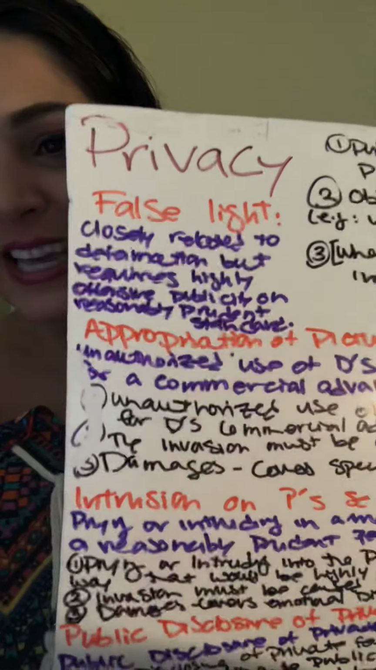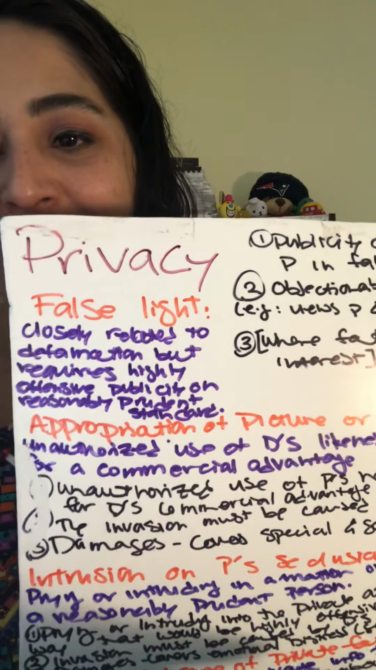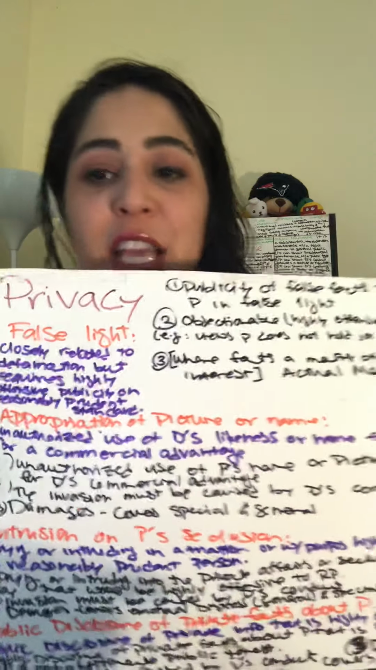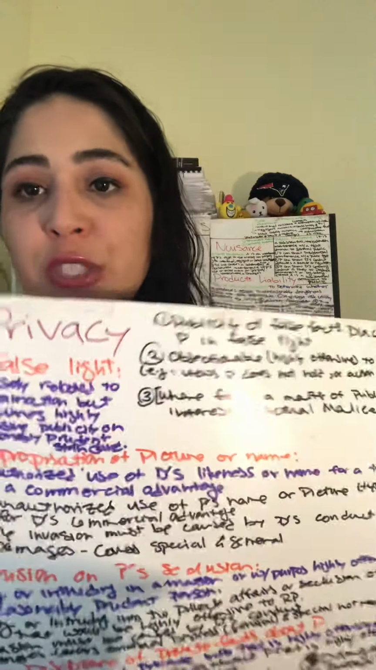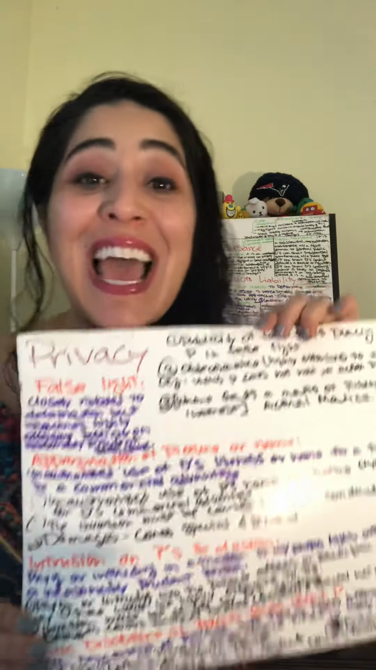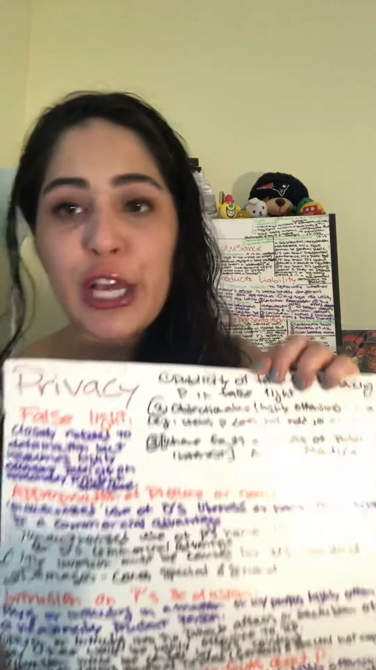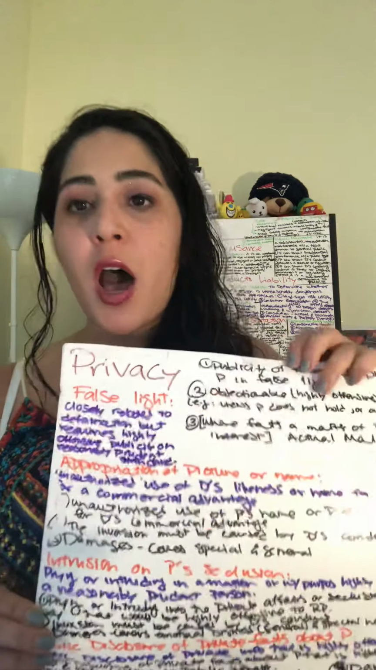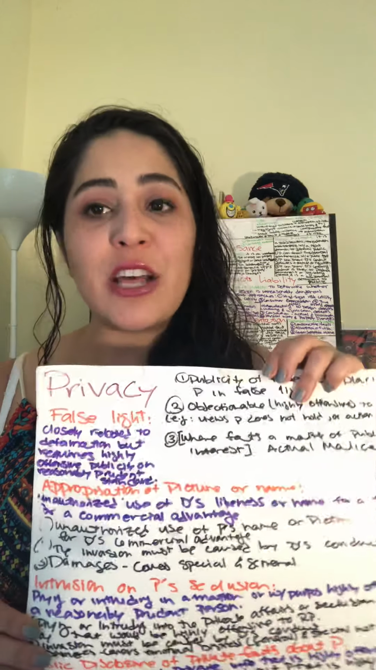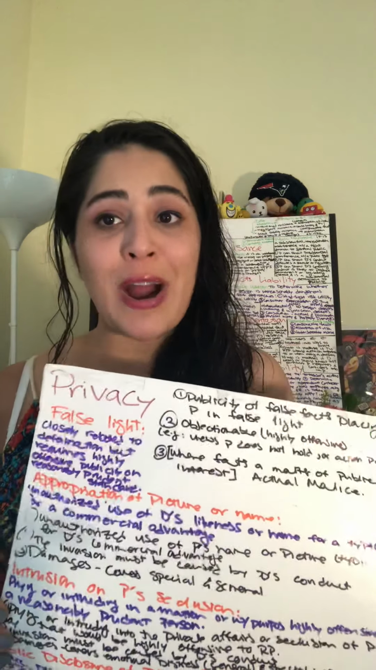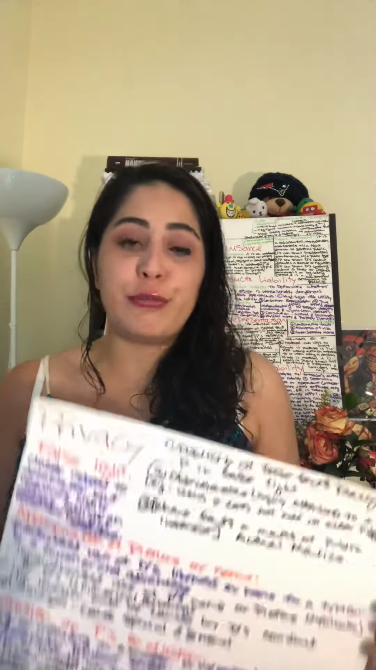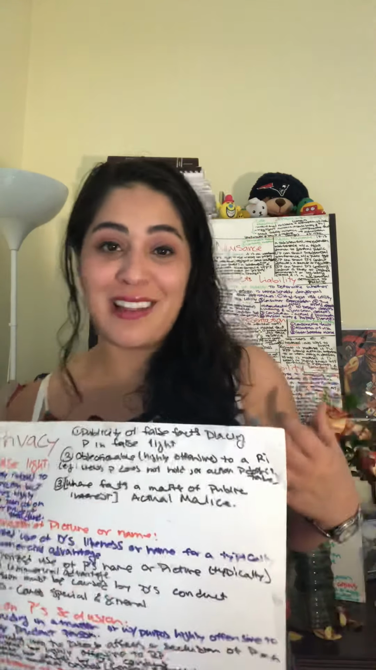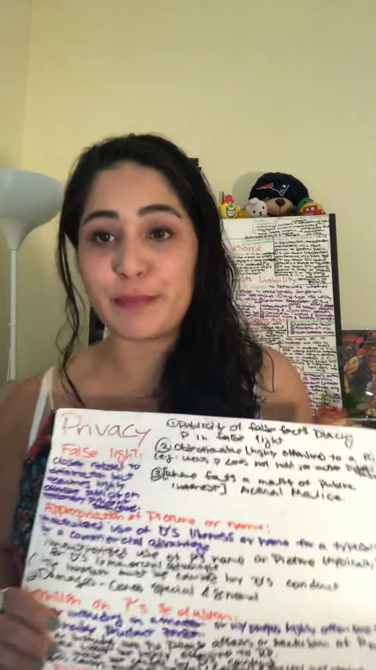Take a look at this for a second. The first thing I wanted to start with is the intrusion upon seclusion. Intrusion upon seclusion occurs when someone intentionally intrudes into the private affairs of another person. The legal standard requires that the intrusion be intentional and highly offensive to a reasonable person. How would a reasonable person feel about that intrusion upon their privacy?